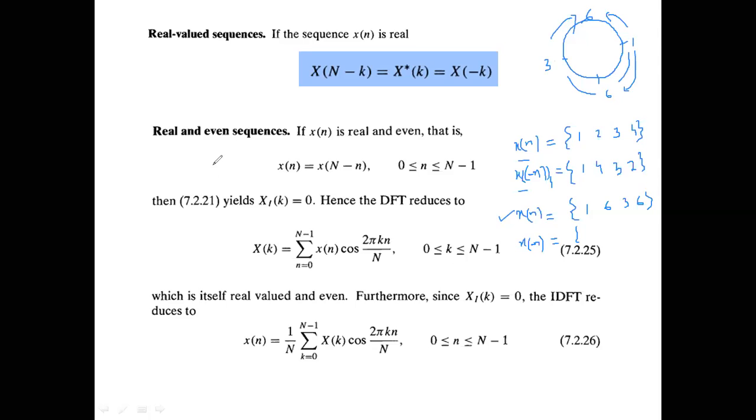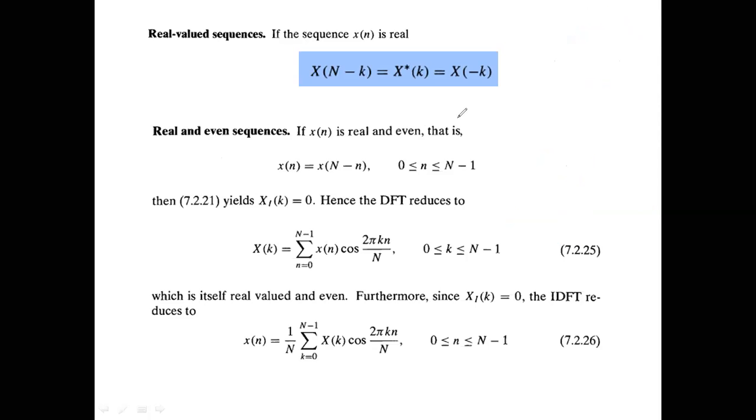So why are we discussing this? Because here we got this particular thing. Similarly, let us talk about the circularly odd sequence also. What is a circularly odd sequence? We know odd: x of minus n is equal to minus x of n was the odd sequence.